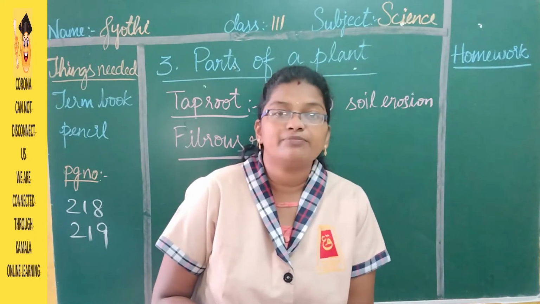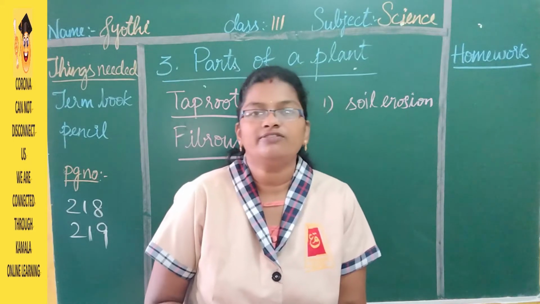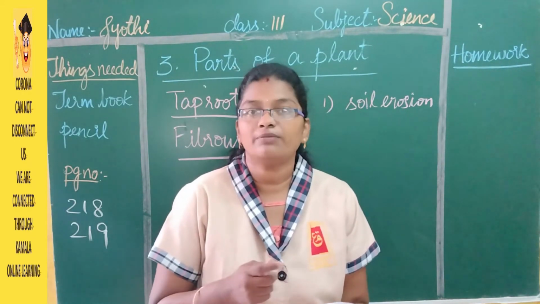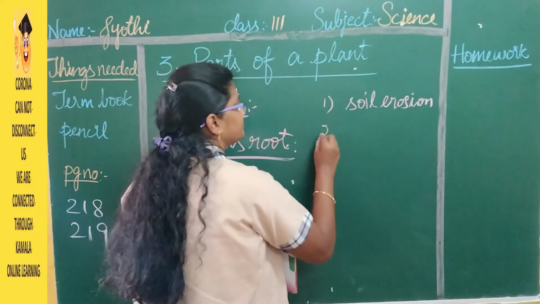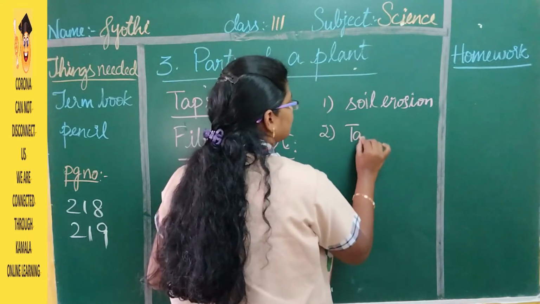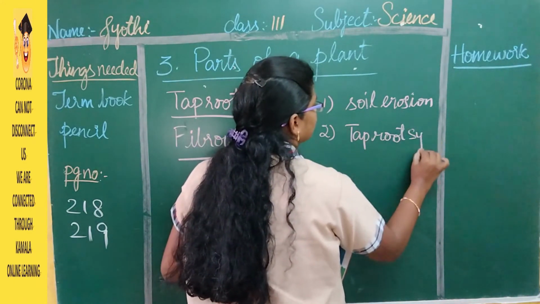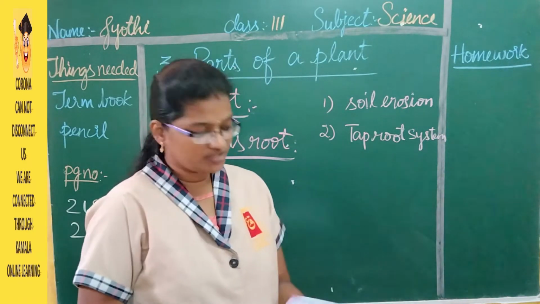Look at the second one. Mango is an example of a stem, taproot system or fibrous root system. So what does mango come under? It comes under the taproot system. So underline taproot system.